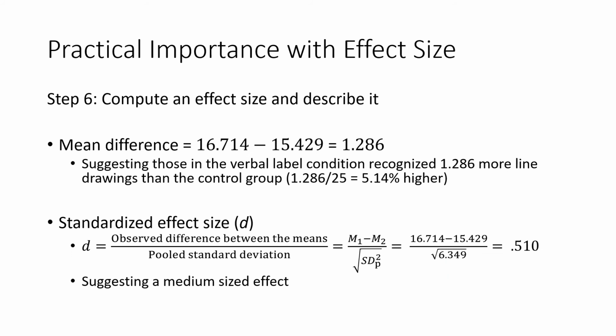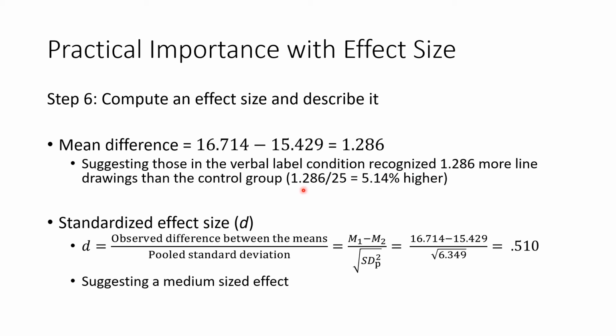The next step is to assess the practical importance of the effect we observed. Is it large enough to have practical importance in the population, or is it unimportant because it's such a small effect? You have a number of options. You can use the mean difference, or you can use the standardized effect size. The mean difference is simply the mean of the group that got the verbal labels minus the mean of the group that didn't, and that gives us a mean difference of 1.286. That's just suggesting that the verbal group recognized that many more line drawings on average than the control group.